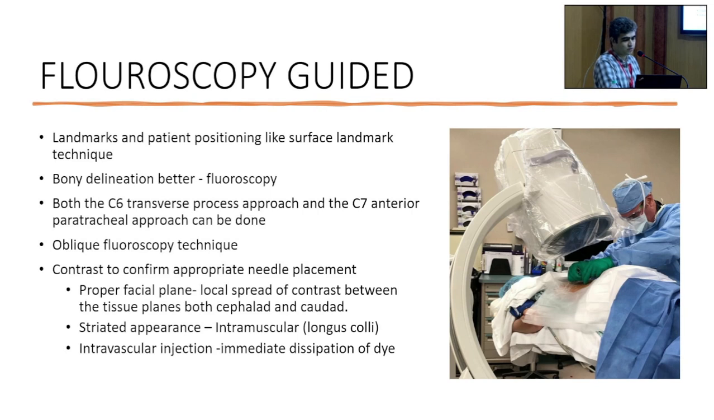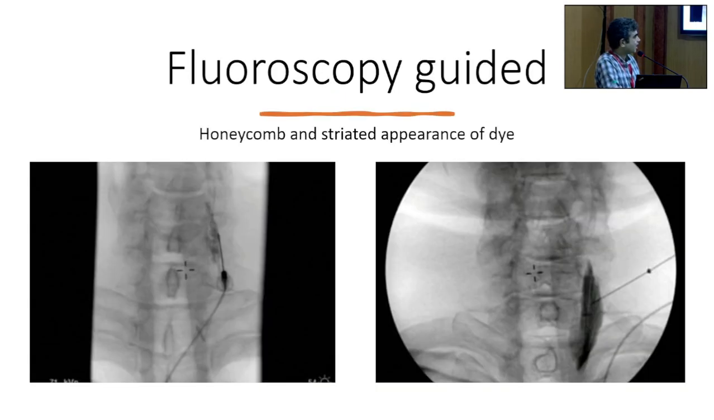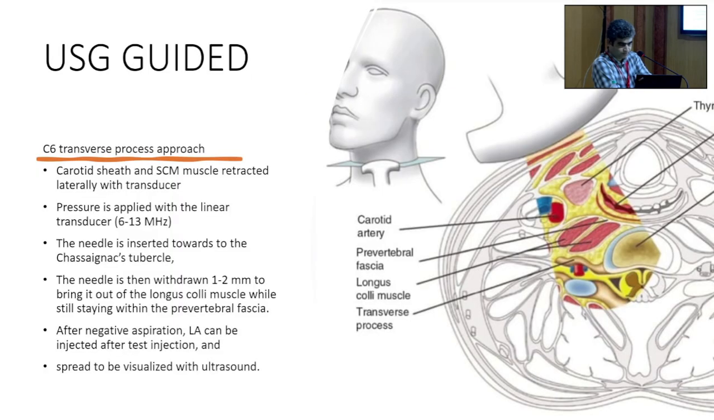So the oblique fluoroscopy technique is most commonly used, and contrast is given to confirm the needle placement. If you are in the proper fascial plane, in the exact position, the local will spread and the contrast will spread both up and down. If you are in the muscle, next slide. So this is the honeycomb appearance. If you have given a block just beneath the prevertebral fascia and anterior to longus colli, but you may see this kind of stellate appearance if you are in the longus colli muscle, then your block may not be that effective. Then you can go to the USG guided.